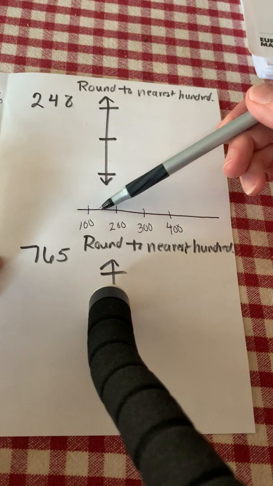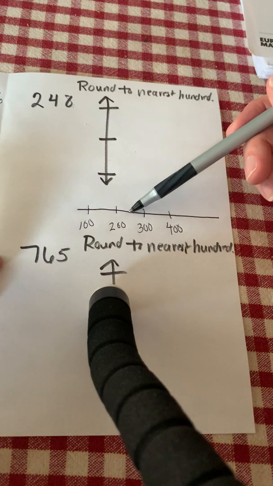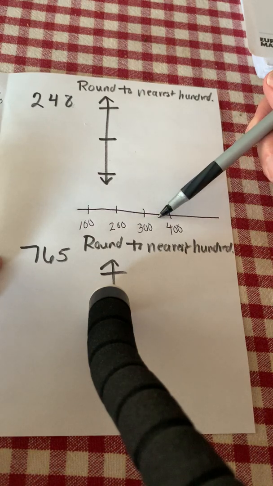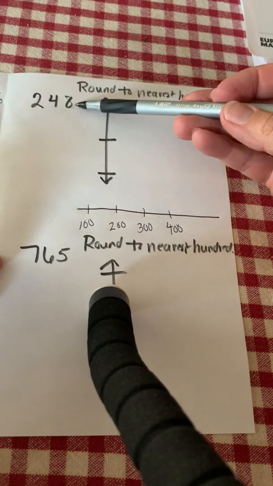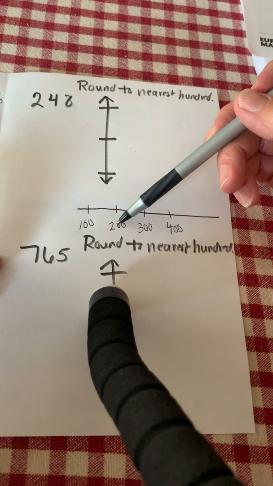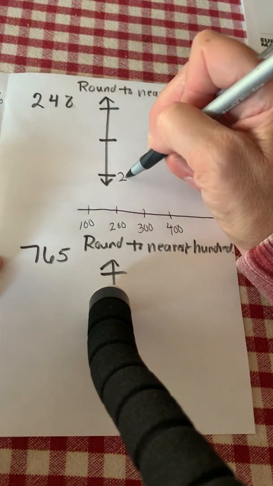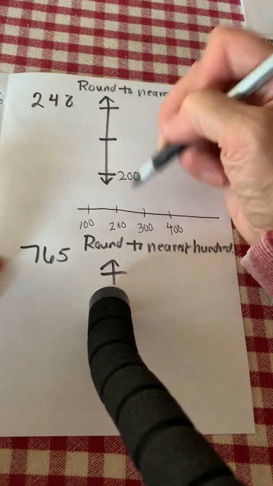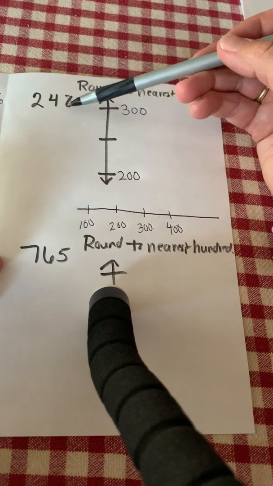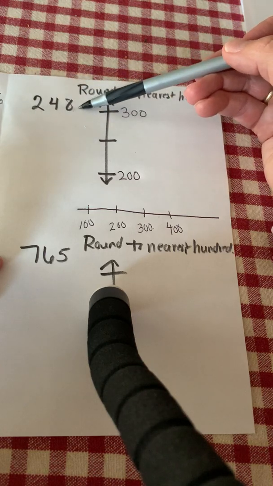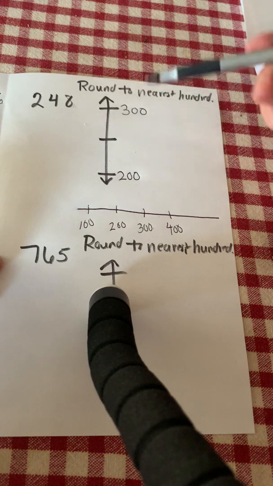Would it be between 100 and 200? Or would it be between 200 and 300? Or would it be between 300 and 400? If you're thinking that the number 248 is in between 200 and 300, you are right. So my lower end point is 200 and my upper end point is 300. The number 248 is somewhere between 200 and 300.